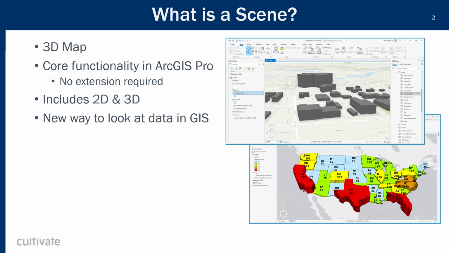So a scene is, in essence, a 3D map. So you don't have to say a 3D scene, a scene by default is 3D. You'll still probably hear me say 3D scene because I am so used to doing that when teaching classes on this, just to make sure people understand that that's what I'm talking about. But you don't really need to do that anymore. The scene is by default 3D.